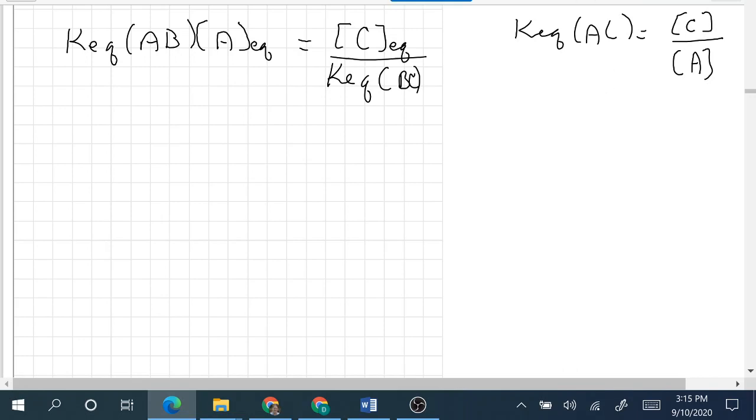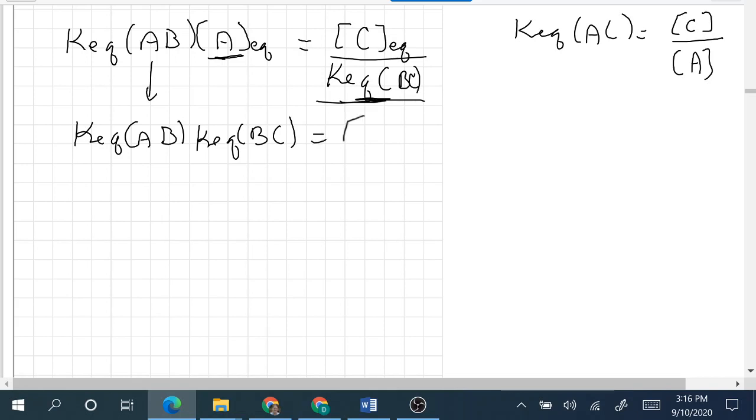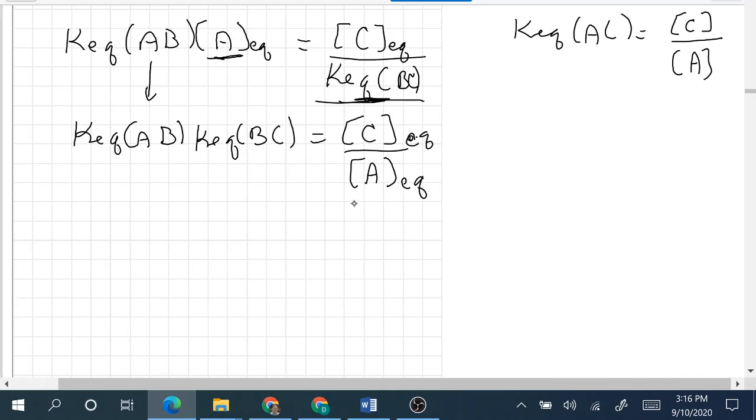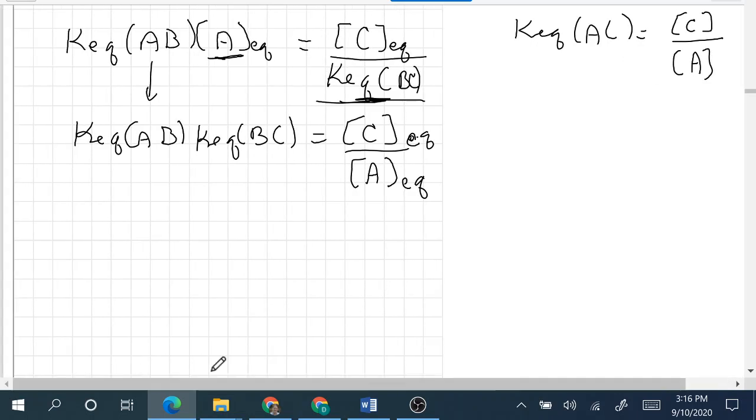Alright, so we need to get C over A on a side by itself. Okay? So let's divide both sides by AEQ and multiply both sides by KEQ BC. Okay? So we can say that KEQ AB from here, okay, times KEQ BC from here, I multiply both sides by that, is equal to C over A at equilibrium, EQ, and that's actually what we're looking for. We were looking for C over A.